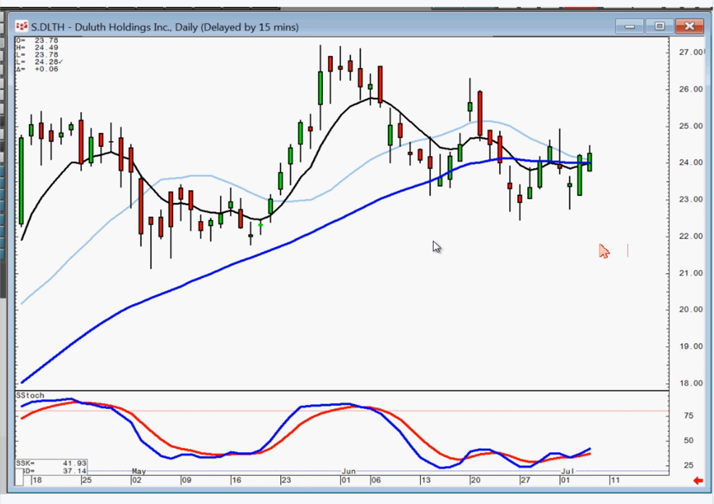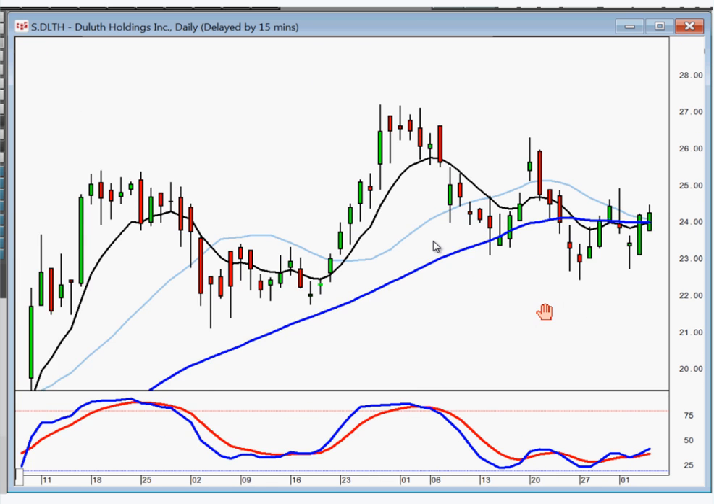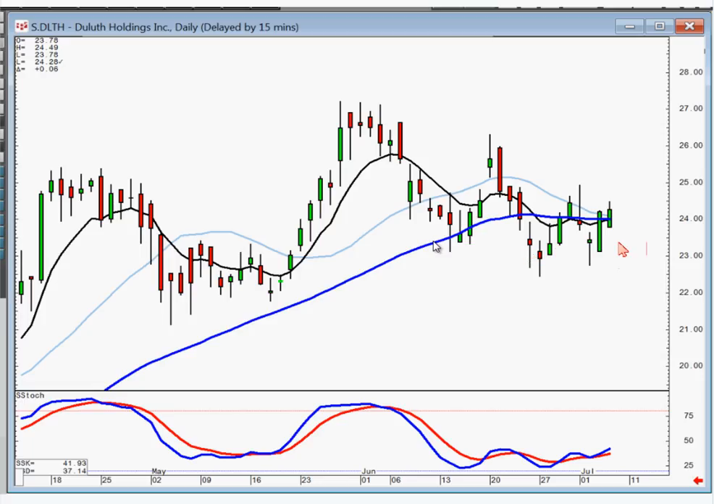DLTH, nothing here that would get you real excited unless it breaks this downtrending channel. I'd be more interested if it broke the downtrend.